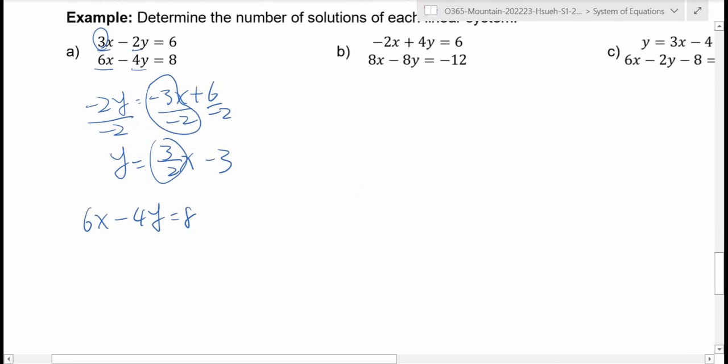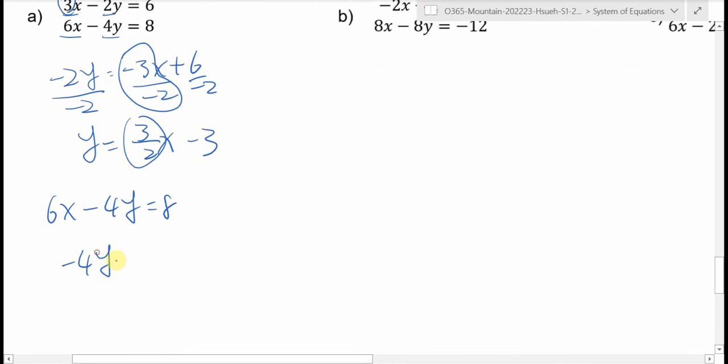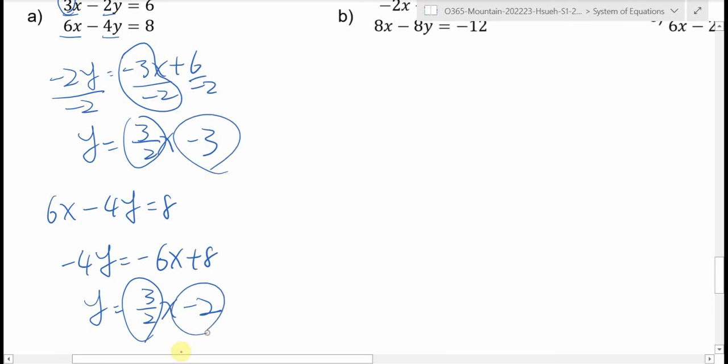So from here we're going to move x to the right. You get negative 4y equals negative 6x plus 8, divided by negative 4. Negative 6 over negative 4 is positive 3 over 2 x. 8 divided by negative 4 is negative 2. You can see that the slopes are the same. Now, if the slopes are the same, then the y-intercept matters, right? Clearly in this case, these two y-intercepts are different, and therefore they would be parallel lines and therefore no solution.